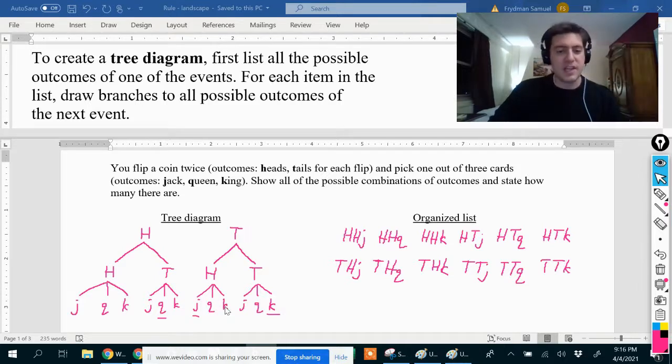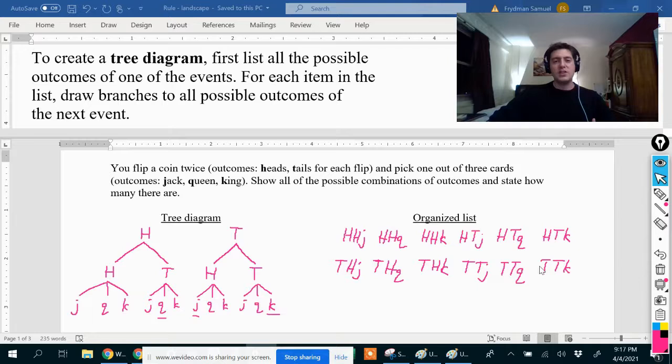So for example, this king here already includes this tails and this heads. I don't have to count that again. Okay, so I'm just counting this last row here, and that was 12. And again, 1, 2, 3, 4, 5, 6, 7, 8, 9, 10, 11, 12.